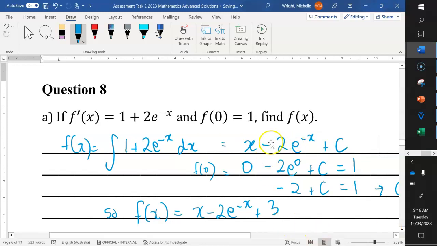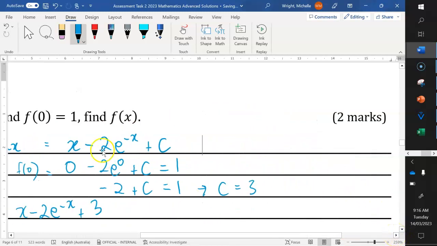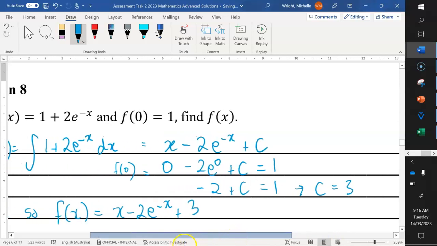So this is my function. When I pop 0 in for x, I get 0 minus 2e to the 0 plus c, and that is equal to 1, because that was given to us up here. When I rearrange that, I'm going to end up with minus 2 plus c is 1, so c is equal to 3. That then goes into my function, and my 3 replaces my c up here, and so this is my function, x minus 2e to the minus x plus 3.